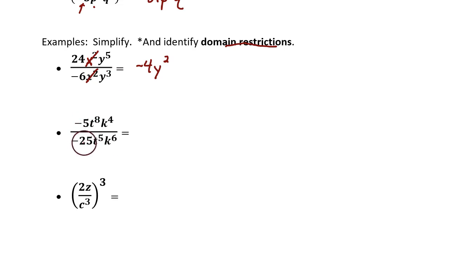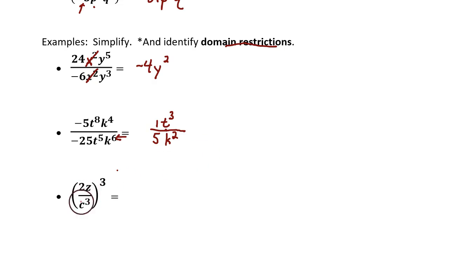Next example, start with the numbers. Negative 5 divided by negative 25 makes positive 1/5. Now let's work with the variables. t to the eighth divided by t to the fifth is t to the third. Now the letter k. When you divide letters, you subtract the exponents. Because the exponent in the denominator is greater than the exponent in the numerator, the remaining letters are in the denominator, k to the 2.